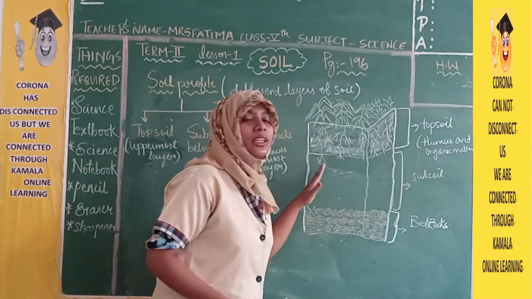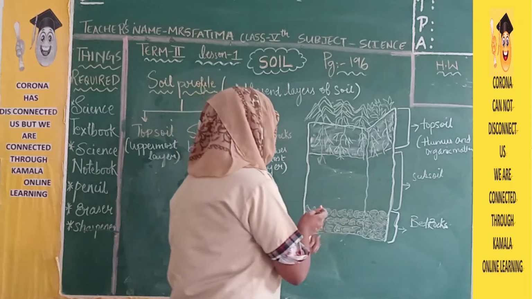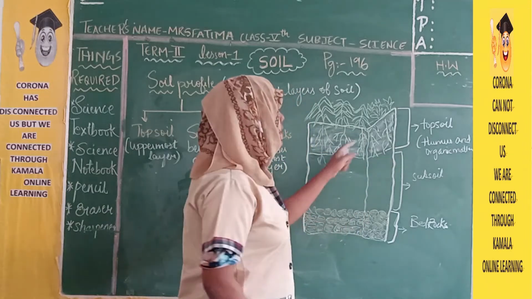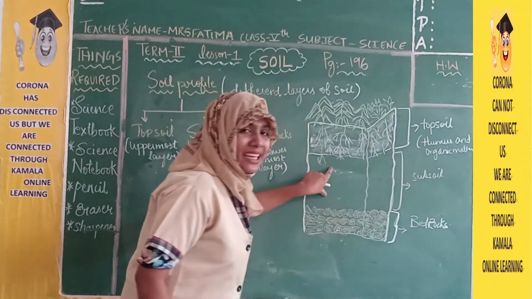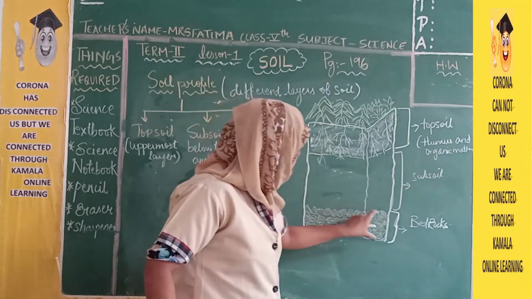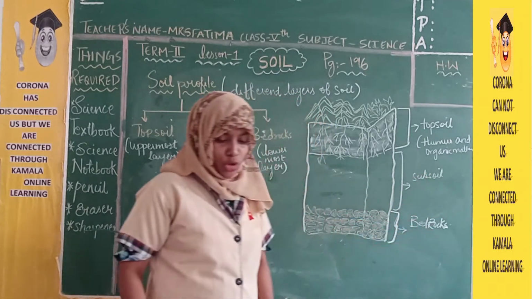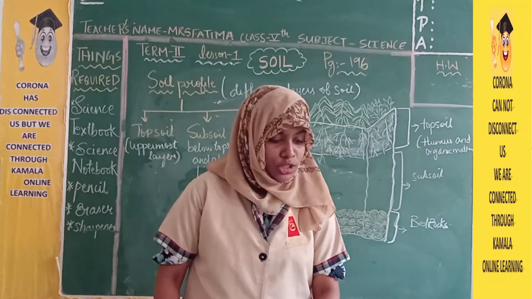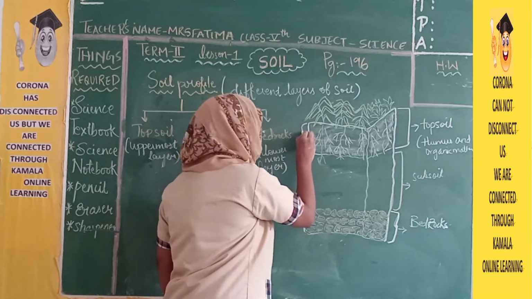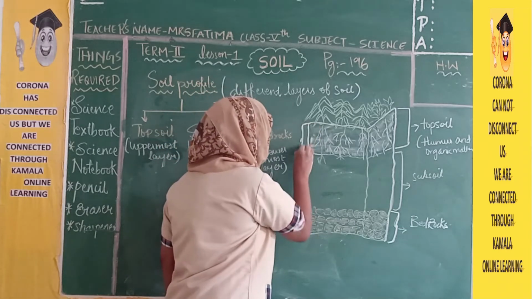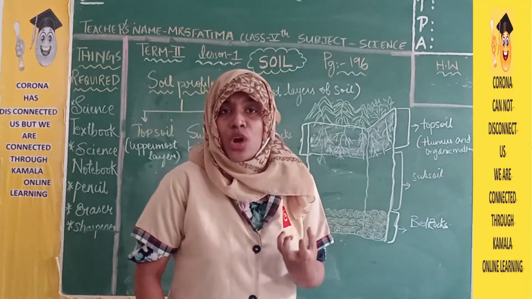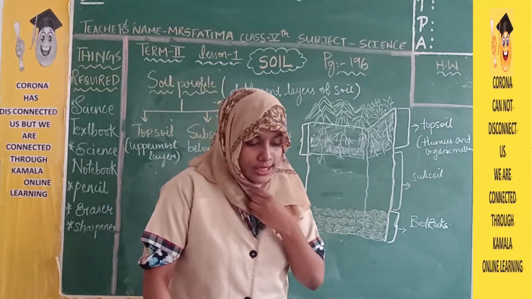Yes, we will see this with an example diagram, children. First, can you see this layer? This is a topsoil. Can you see the middle layer? This is known as a subsoil. Can you see this down layer? This is a bedrock. So first we are going to see what is topsoil. What does topsoil contain? We are going to see that.